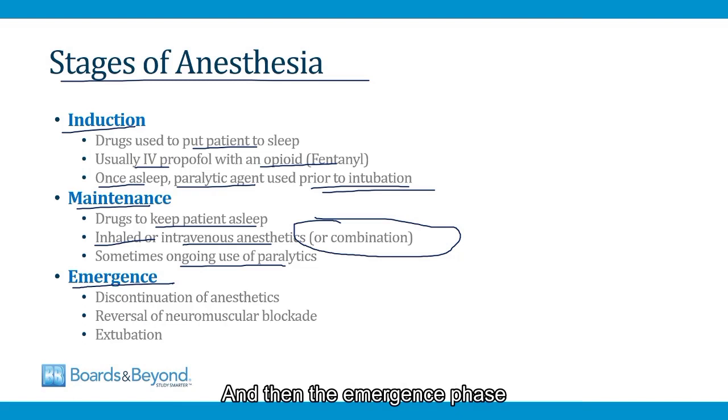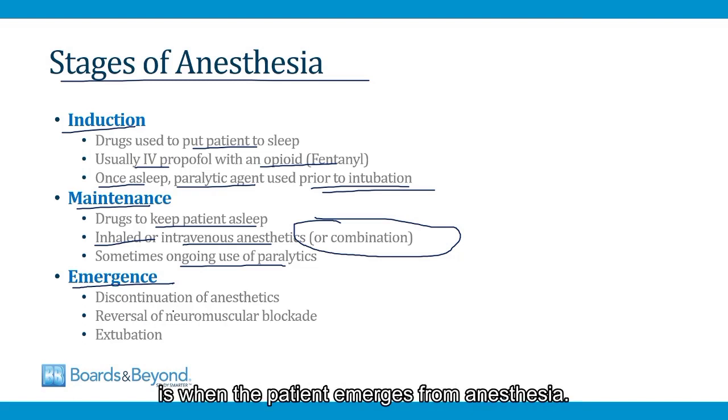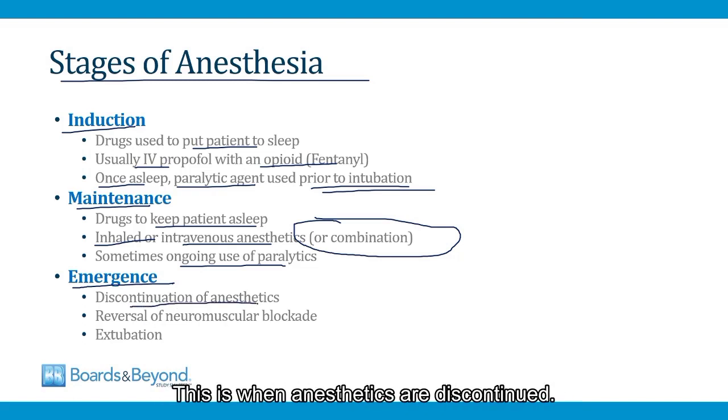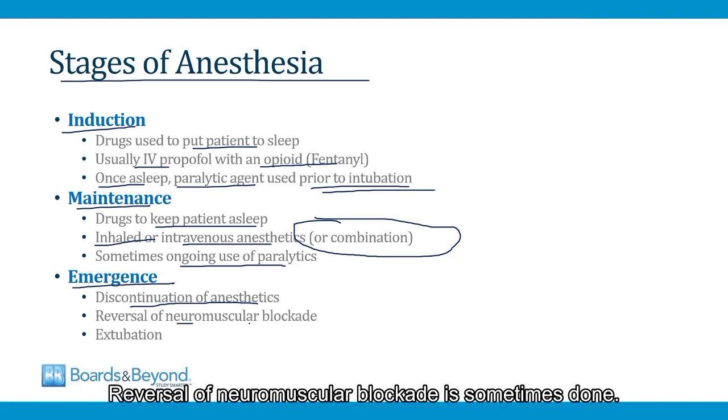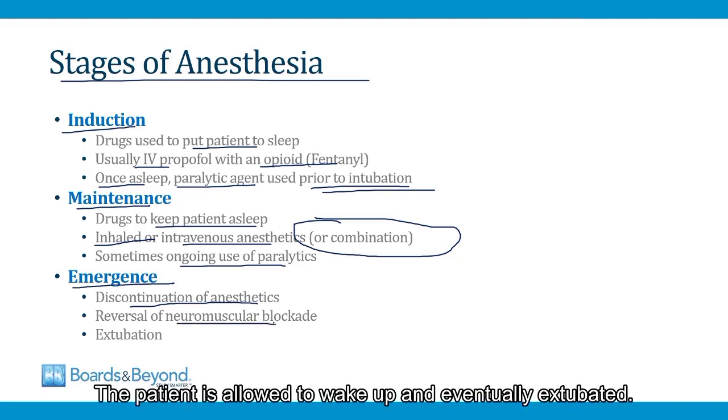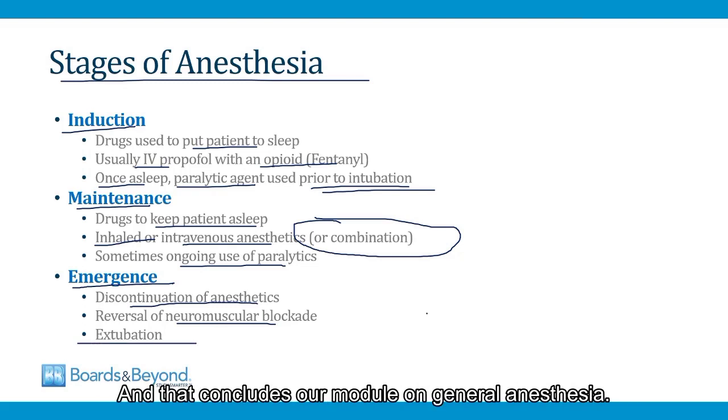And then the emergence phase is when the patient emerges from anesthesia. This is when anesthetics are discontinued. Reversal of neuromuscular blockade is sometimes done. The patient is allowed to wake up and eventually extubated. And that concludes our module on general anesthesia.